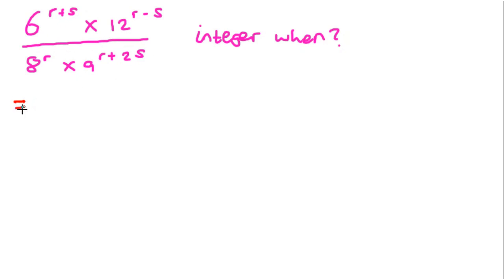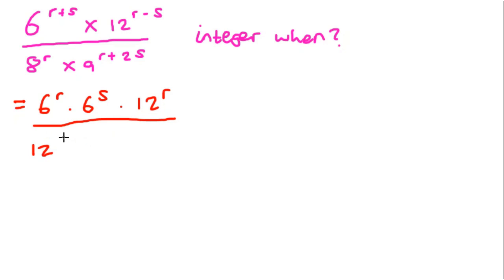So on the top here, you're going to get 6^R multiplied by 6^S using our indices rules. This is multiplied by 12^R and then a 12 to the negative S, but that can immediately go to the bottom as just a positive power. And then we still have an 8^R here multiplied by 9^R multiplied by 9 to the 2S, or 9 squared to the S, so that's 81 to the S.